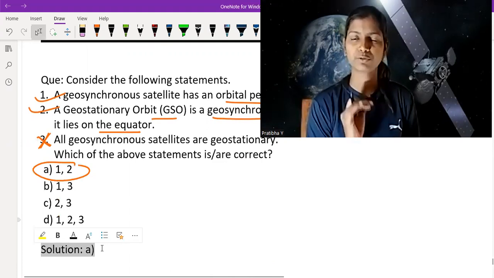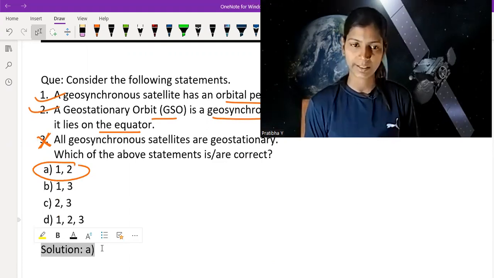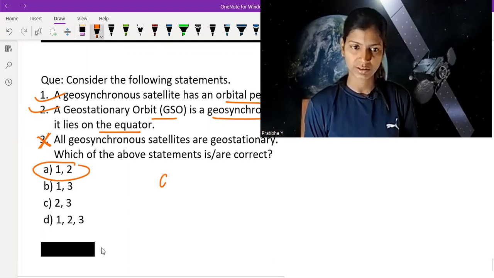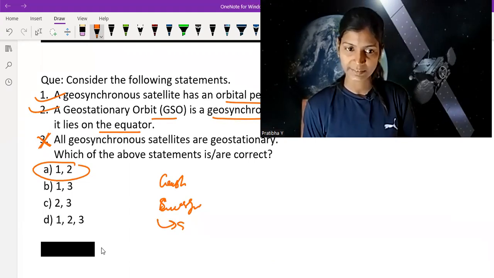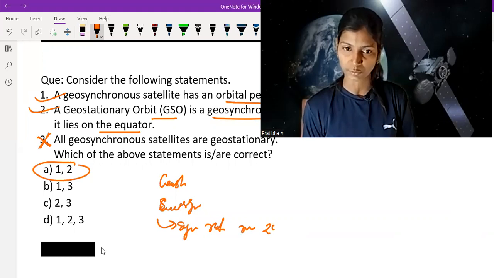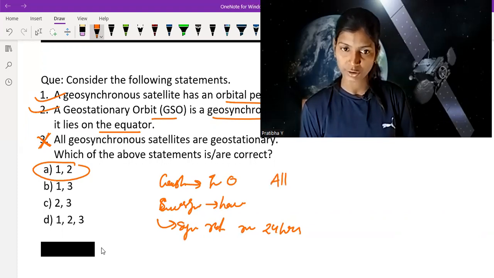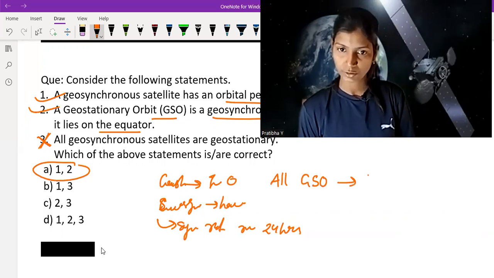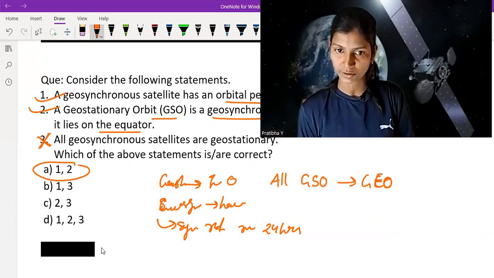So remember a few points from that slide about geostationary and geosynchronous. Geosynchronous means in sync with the Earth, its rotation is the same as the rotation of the Earth, that means 24 hours. Geostationary has inclination 0; geosynchronous has some angle. All geostationary orbits are geosynchronous, but all geosynchronous orbits are not geostationary.